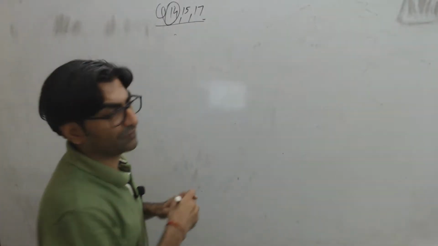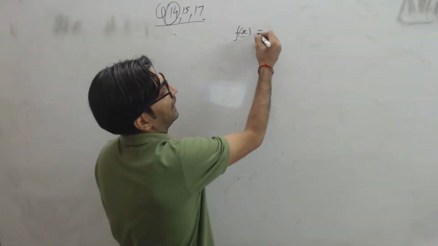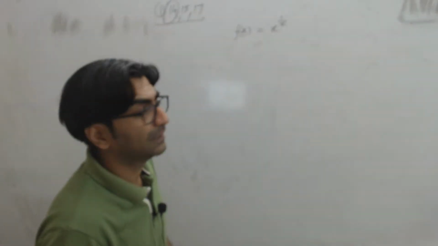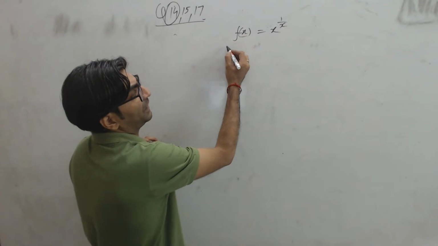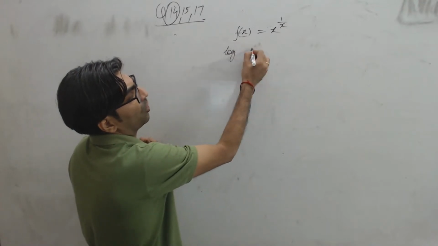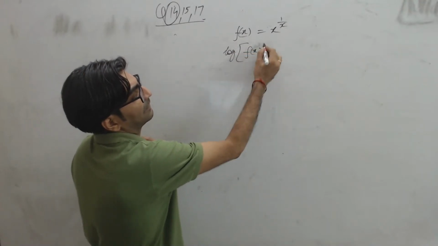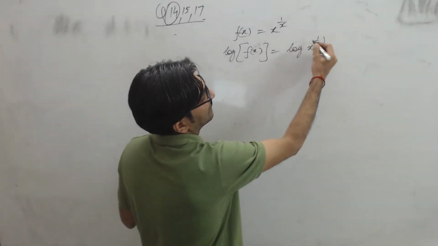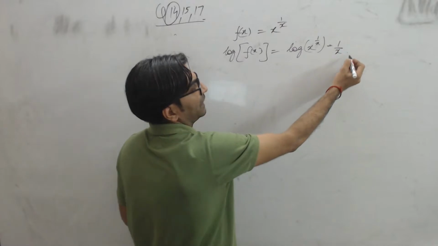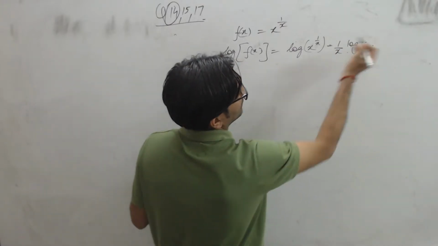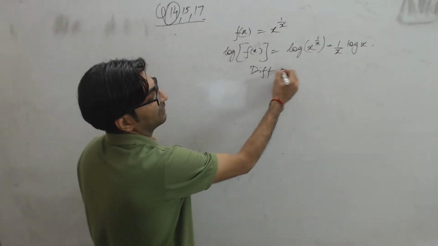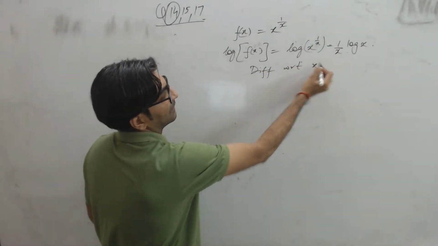Given function is f of x equal to x to the power 1 by x. Clearly, to be able to differentiate this, the first thing I'll do is take log. So log of f(x) will be equal to log of x to the power 1 by x, which is, take the power outside, 1 by x into log of x. And now differentiating on both sides with respect to x.